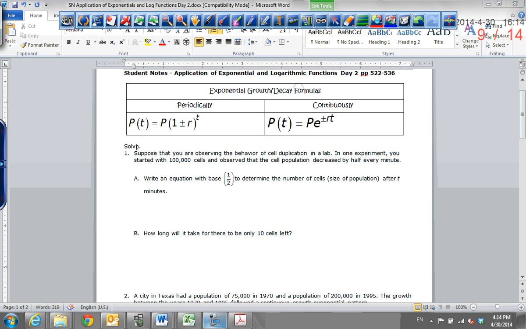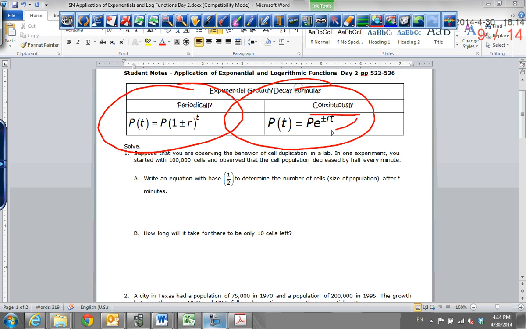Today we're going to be doing more exponential growth and decay applications as far as logs go. We start off with the two equations. If it says the word continuously, we're using the PERT. If it says periodically, we're not using the PERT, we're using the other one. So go ahead and read the problem.